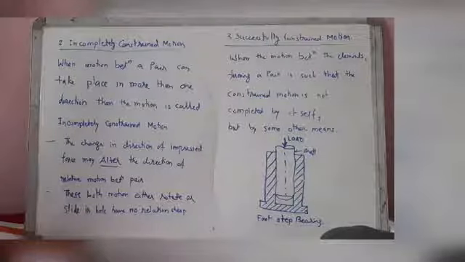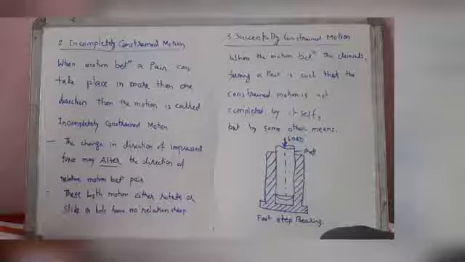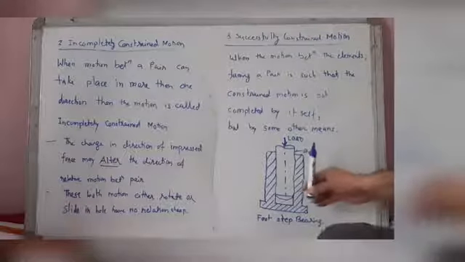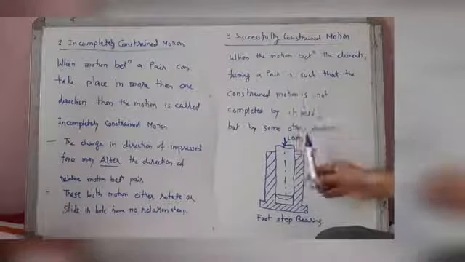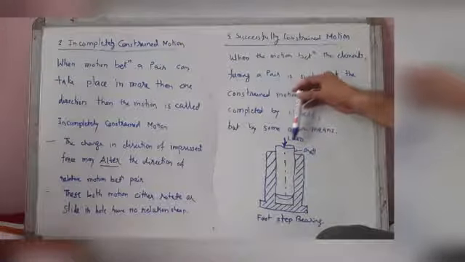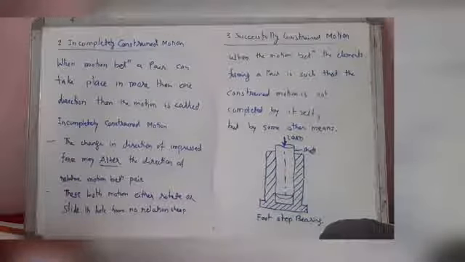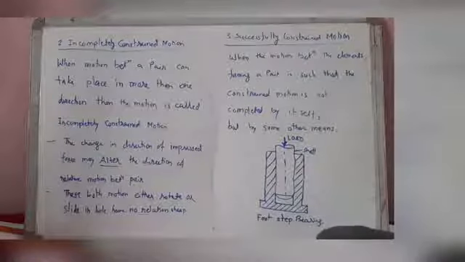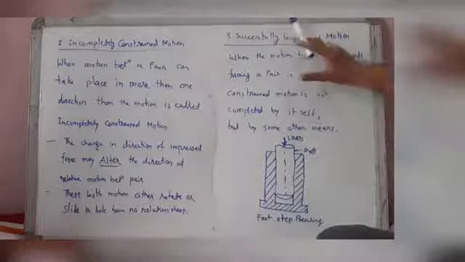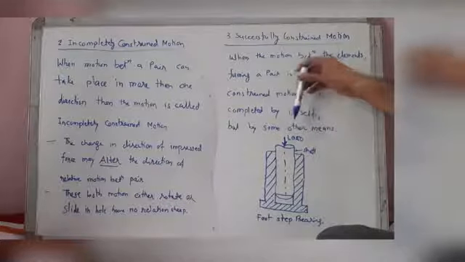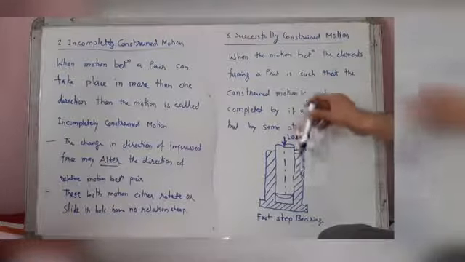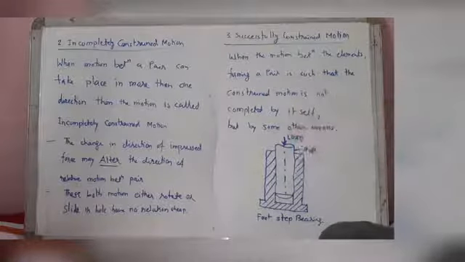But if the load is placed on the shaft to prevent axial upward movement of the shaft, then the motion of the pair is said to be successfully constrained motion. It means here we cannot bring the shaft outside because of this load. This is prevented. Okay, so this is the complete upward movement of the shaft being stopped. This is successfully constrained motion. Because of this load, we cannot take the shaft from upside.